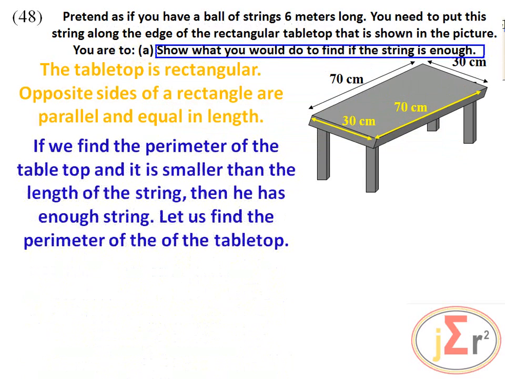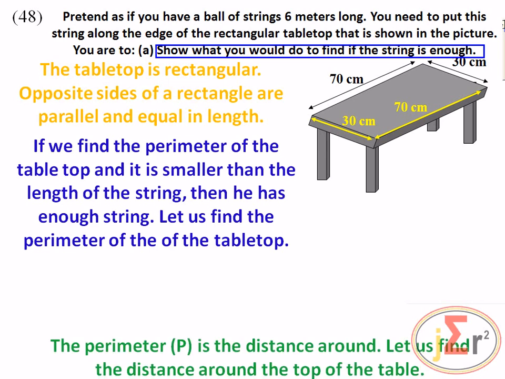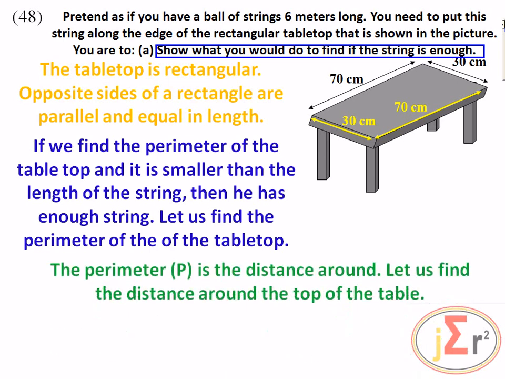If we find the perimeter of the top of the table and it is smaller than the length of the string, then he has enough string. Let us find the perimeter of the tabletop. So we will find the distance around the top of the table, which is the perimeter. And if the string is longer than that, then we know that we have enough string. As a matter of fact, we will have more than enough string if it is longer. The perimeter P is the distance around. Let us find the distance around the top of the table.